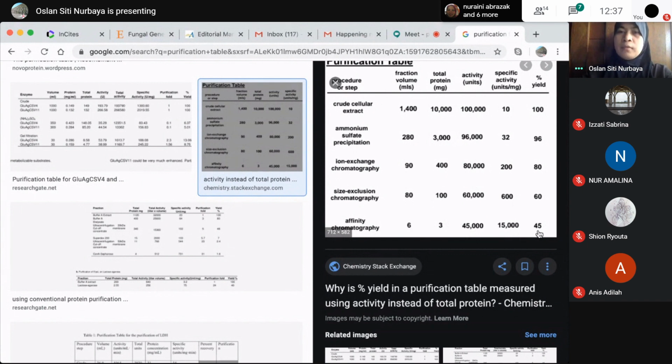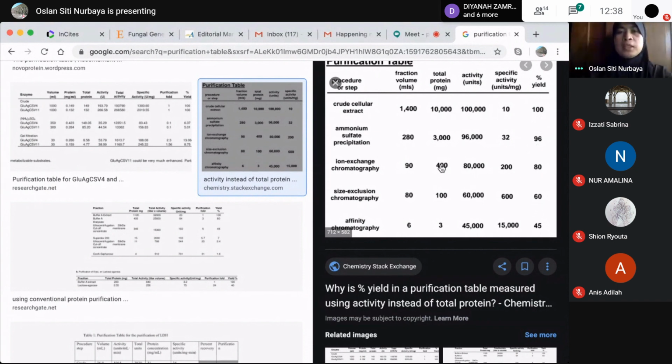then you get 45% recovery. So what you can say here, based on this purification table, is that you started with 1.4 liter, but at the end of the day, you have got only 6 mL. But the recovery, I mean the final yield, is 45%. I would say this is good because you have lost only half, considering you have done 1, 2, 3, 4 steps. Until the 4 steps, you have got 45%, that means 55% loss along the way.